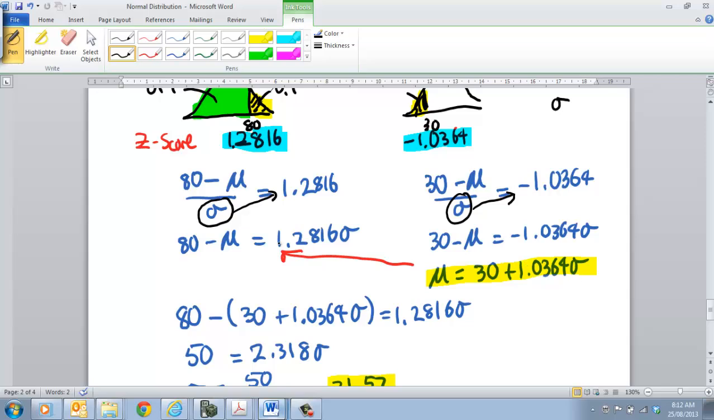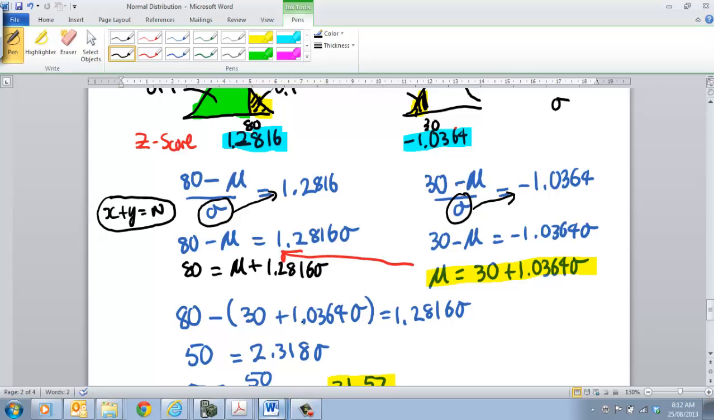Now at this stage, if I wanted to, I could also bring the mean across. I could have written this as 80 equals the mean plus 1.2816. I also could have done the same thing over there. I could have said 30 is equal to the mean plus that. This would have been in the form of x plus y equals some number, and you can put those two equations into your calculator and use the simultaneous equation solver. But we haven't chosen to do it in this particular case.